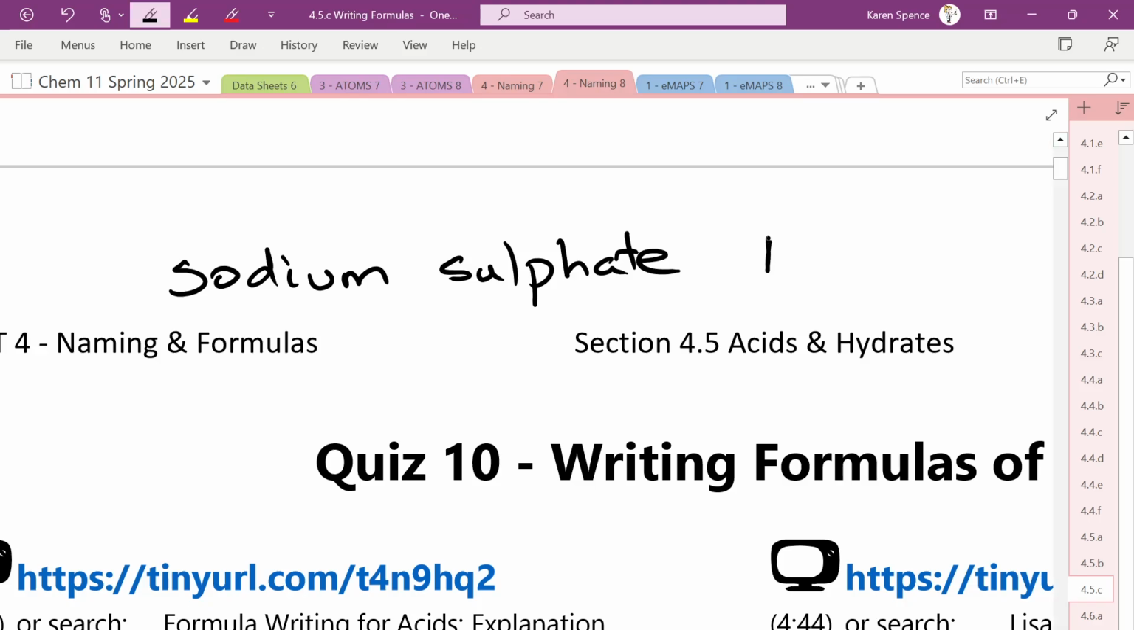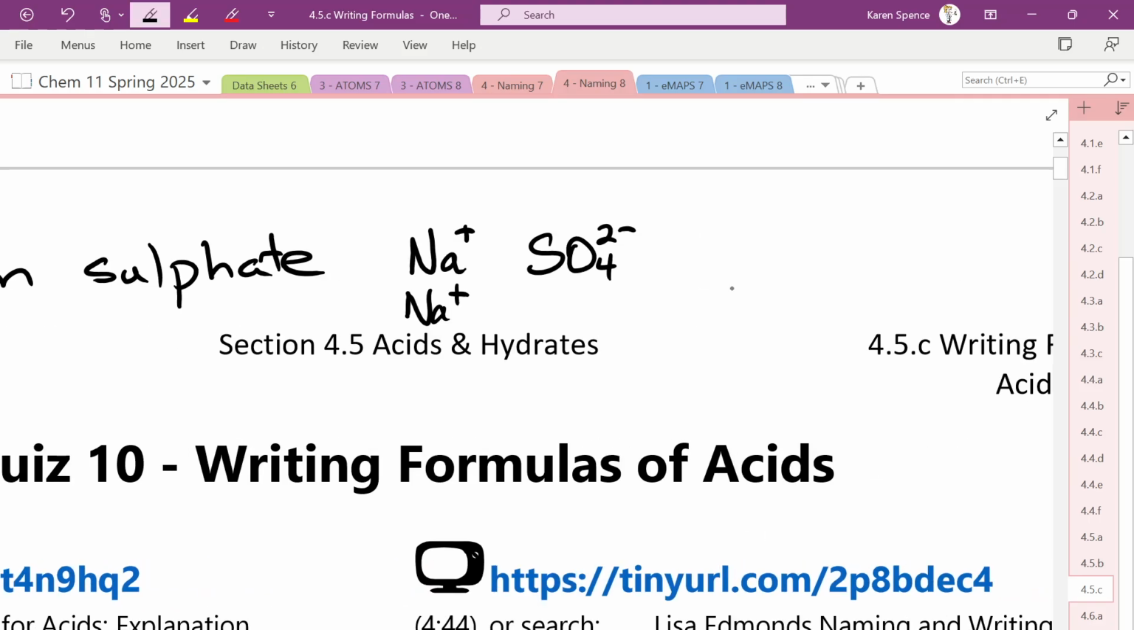I need an Na. And in order to write the correct formula, I would also need to know that Na is plus. Yes? What else would I need to know? I would need to know sulfate, which is SO4. Not sulfide, sulfate. And so I would say, sulfate is SO4 and its charge is 2-. That would mean that I would need to have 2 Nas to balance out that 2 negative charge, which would give us Na2SO4.